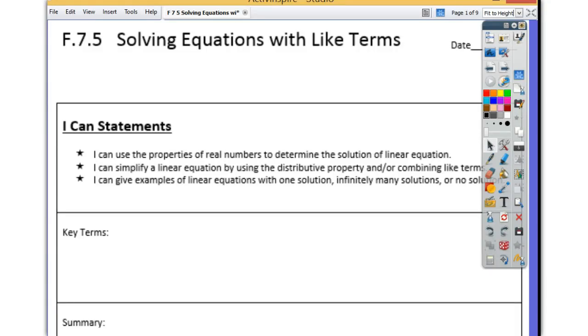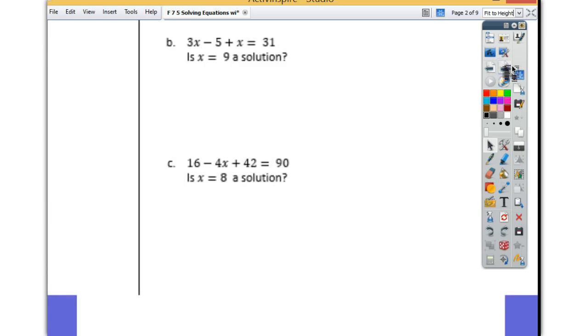7.5, solving equations with like terms. You're going to be able to take everything you've learned from the days before, the distributive property, combining like terms of expressions, put that all together, and now we are going to solve equations today. There will be an equal sign in it, so we will be able to get an answer, not just an expression that's simplified.